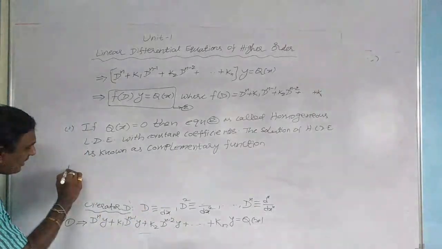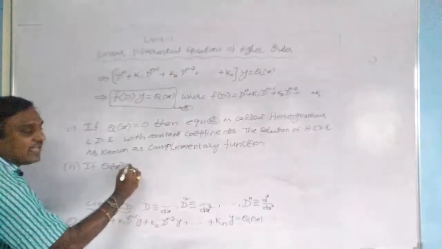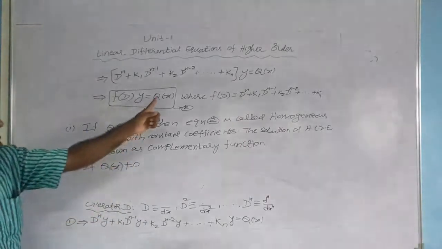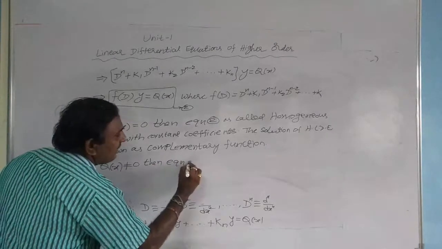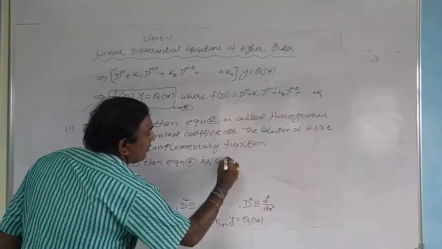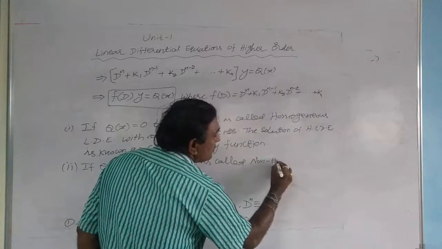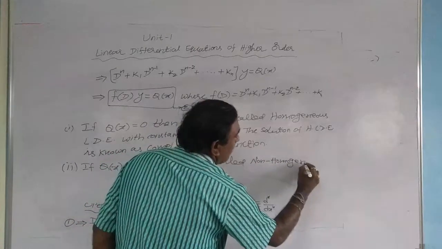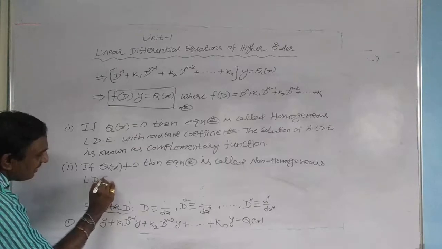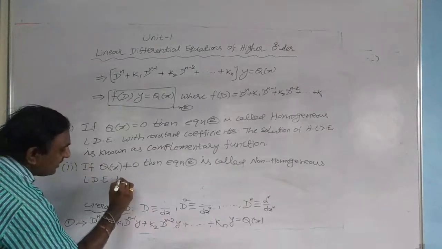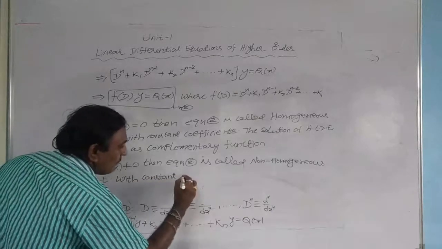Now what is the second case here? The second case is if Q of x is not equal to 0. If Q of x is not equal to 0, then equation 2 is called a non-homogeneous linear differential equation with constant coefficients.